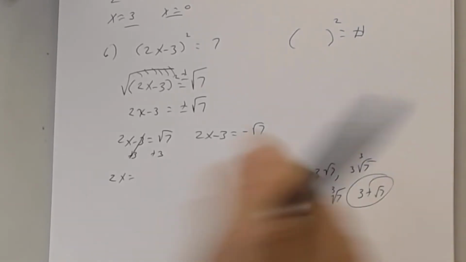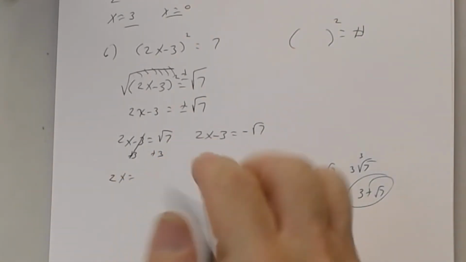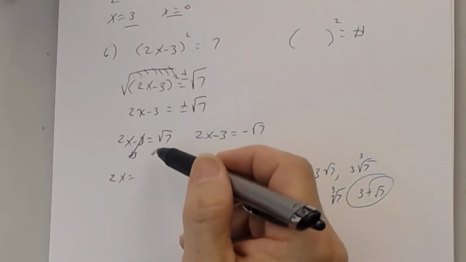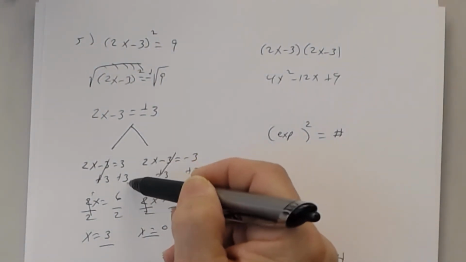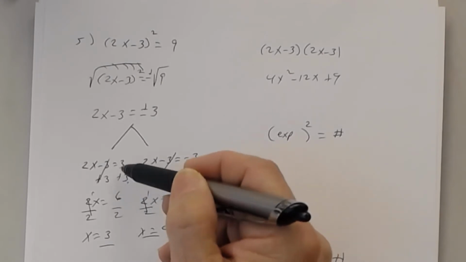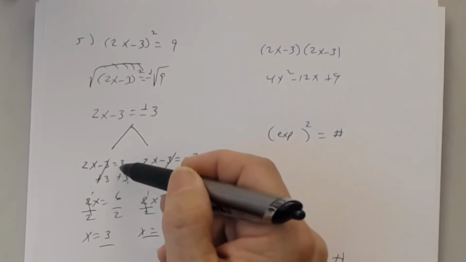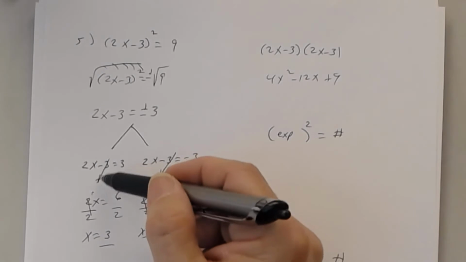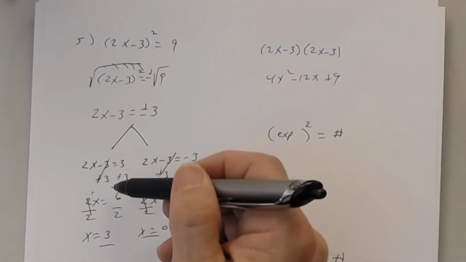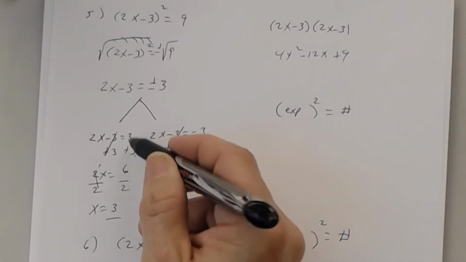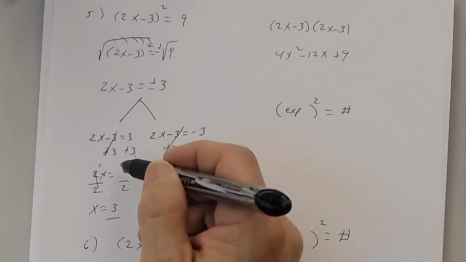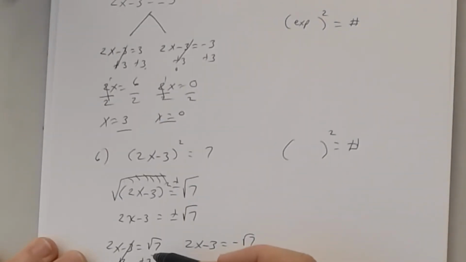Because you're just adding. So when we did this one, this was 3 plus 3, right? 3 plus 3 is 6. Didn't you add 3 to both sides? So over here, aren't I adding 3? So when we did this one, you didn't say 3 times 3, did you? No. So why would you say 3 times the square root of 7 then?